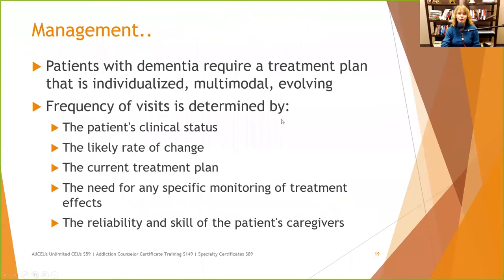Patients with dementia require a treatment plan that's individualized, multimodal, and evolving. The frequency of their visits is going to be determined by the patient's clinical status, the likely rate of change, the current treatment plan, of course, the need for any specific monitoring of treatment effects, like if they start taking a new medication, they may need to come in more frequently, and the reliability and skill of the patient's caregivers. If you think the patient is safe only coming in once a month because the disease is not progressing too much, that's grand. But if you have concerns that you need to have a little bit more frequent follow-up, then they may have to end up coming in once a week.